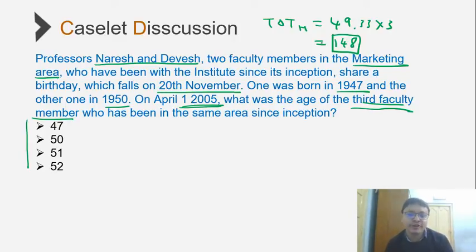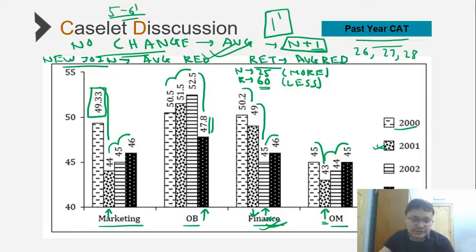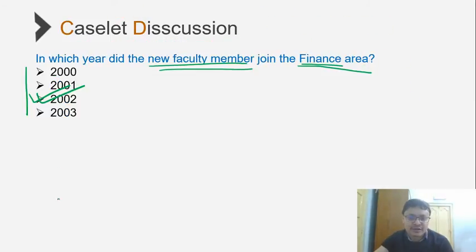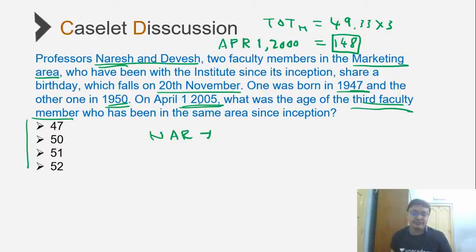Now the total is 148, and since it says both of them were born on 20th November, one in 1947, the other in 1950, this 148 total was as on April 1, 2000. So on April 1, 2000, the total age was 148. Out of which, if we look at the individual years, Naresh was born in 1947, but that was on 20th November, which means as on April 1, 2000, his age will be 52 years.